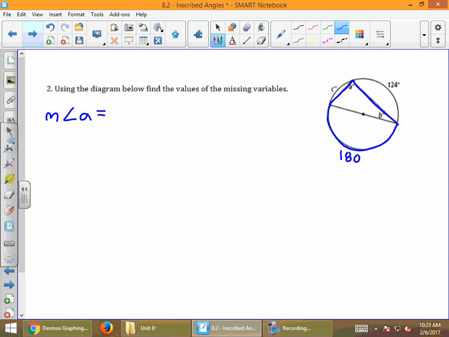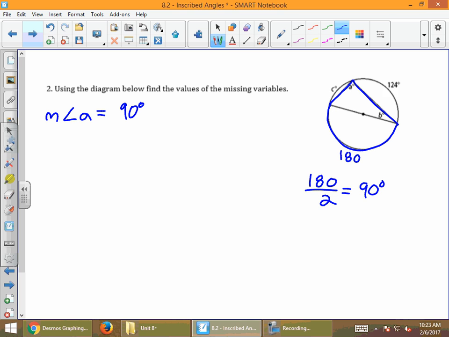So, it is half. To figure out what it is, I take that intercepted arc, I'm going to divide by 2, and that will give me my angle. What's half of 180? 90 degrees. And make sure you guys are participating, trying along.